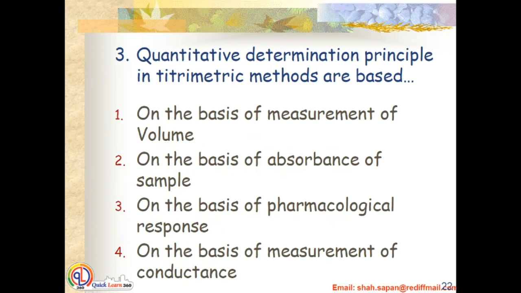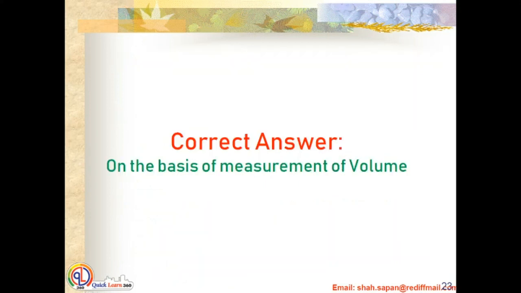Question number 3: quantitative determination principle in titrimetric method is based on. So first option, on the basis of measurement of volume, second, on the basis of absorbance of sample, third, on the basis of pharmacological response, and fourth, on the basis of measurement of conductance. So take your time, pause the video and then move ahead. The correct answer is that the quantitative determination principle in titrimetric method is based on measurement of volume.